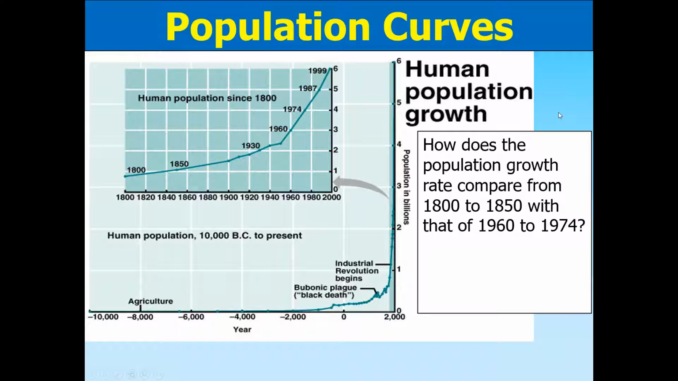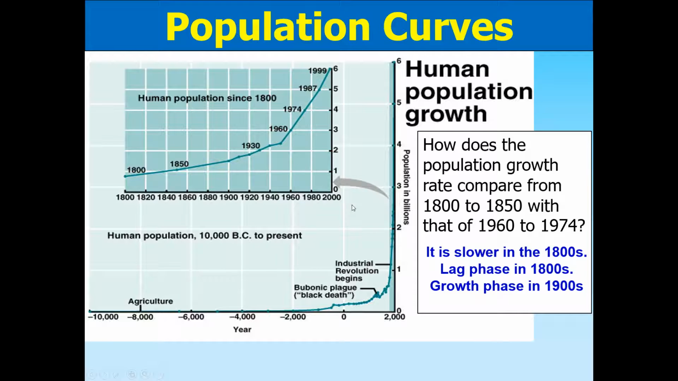Okay, let's do a practice question. How does the population growth rate compare from 1800 to 1850 with that of 1960 to 1974? Well, if we look on the graph, this is a much lower growth than is the time here. So we could say it's slower in the 1800s, or it's a lag phase in the 1800s, or we could say it's the growth phase in the 1900s.